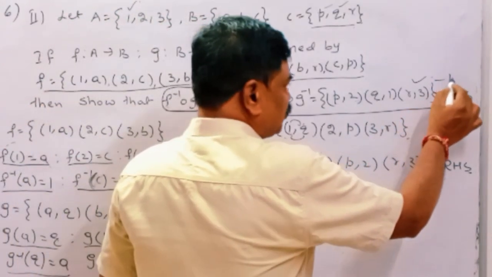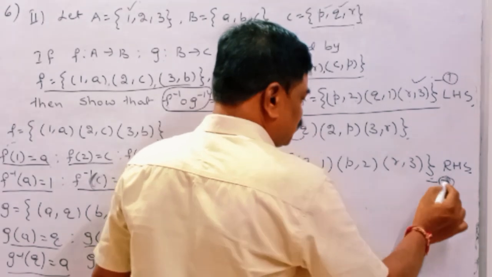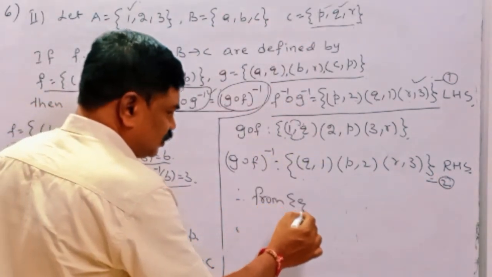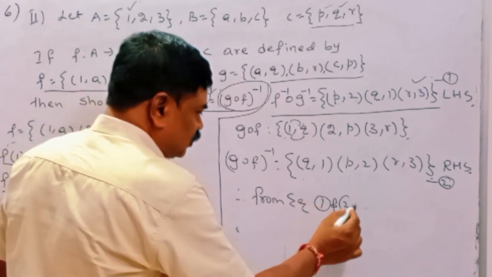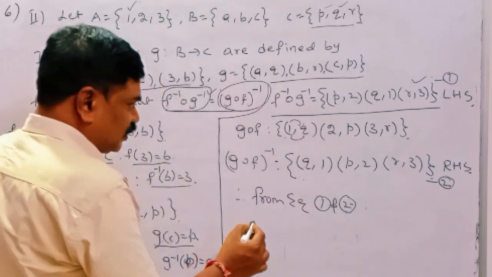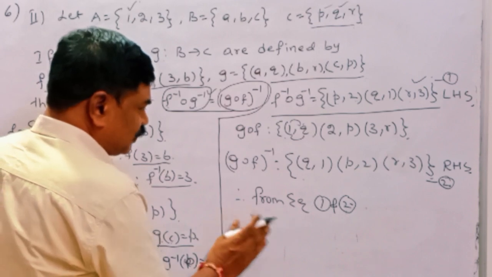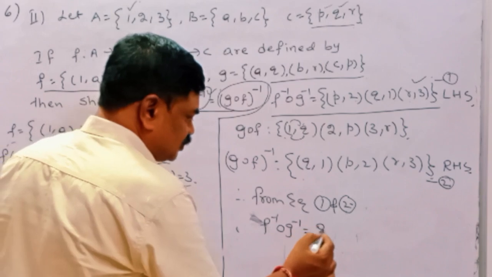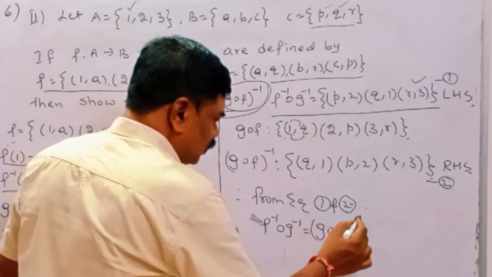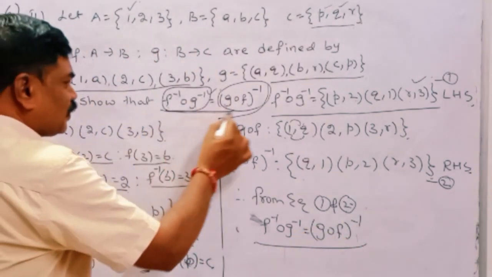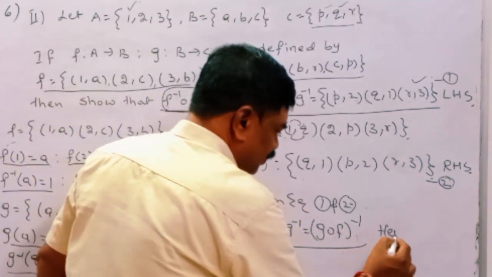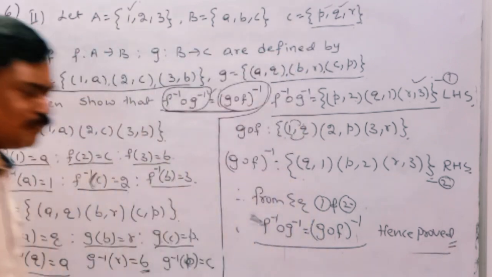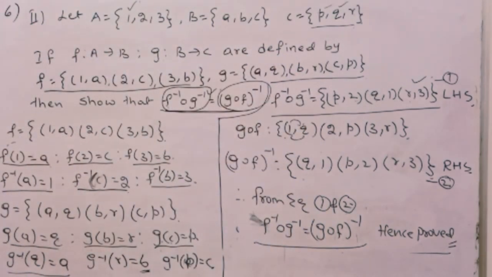So this is equation 1 and this is equation 2. Therefore, from equations 1 and 2, we write that G circle F inverse circle G inverse is equal to G circle F whole inverse. Hence proved. Okay, all of you. That's all. Thank you for watching.